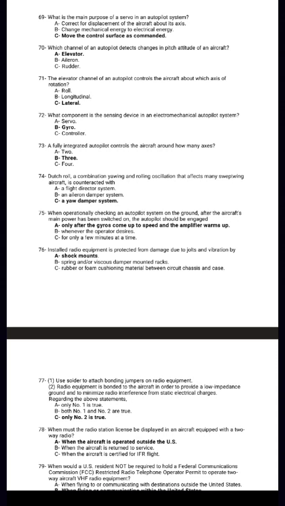When operationally checking an autopilot system on the ground, after the aircraft's main power has been switched on, the autopilot should be engaged only after the gyros come up to speed and the amplifier warms up. It's pretty easy, pretty common sense there.